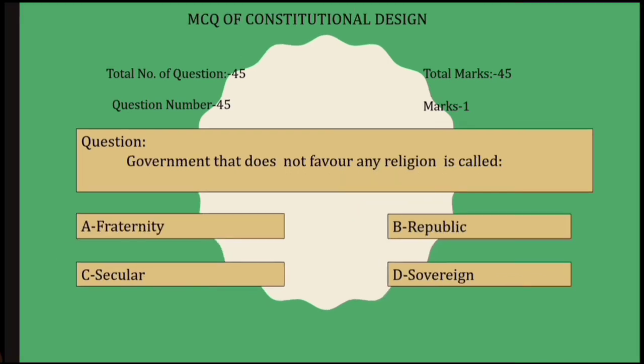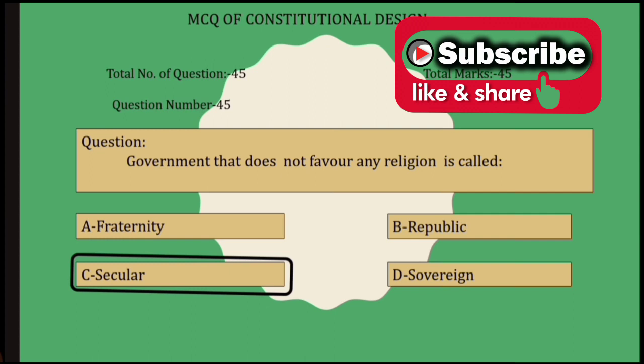Question 45. Government that does not favor any religion is called: option A. Fraternity. B. Republic. C. Secular. D. Sovereign. Correct option is C.